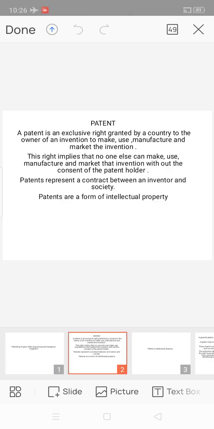A patent is an exclusive right granted by a country to the owner of an invention to make, use, manufacture and market the invention. This right implies that no one else can make, use, manufacture, and market that invention without the consent of the patent holder. A patent represents a contract between an inventor and society, and patents are a form of intellectual property.